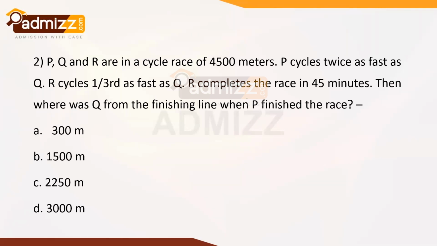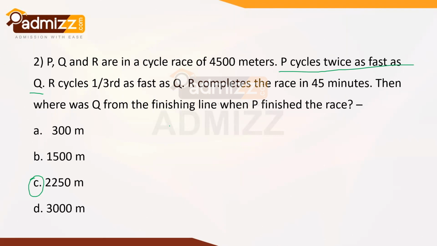All right, so I'm getting a few engagements in the chat. The correct answer to this, as Samjana points out in the chat, is option number C, which is 2250. Now, we know a few things from the problem. P cycles twice as fast as Q. So the speed of P is 2 times that of Q.